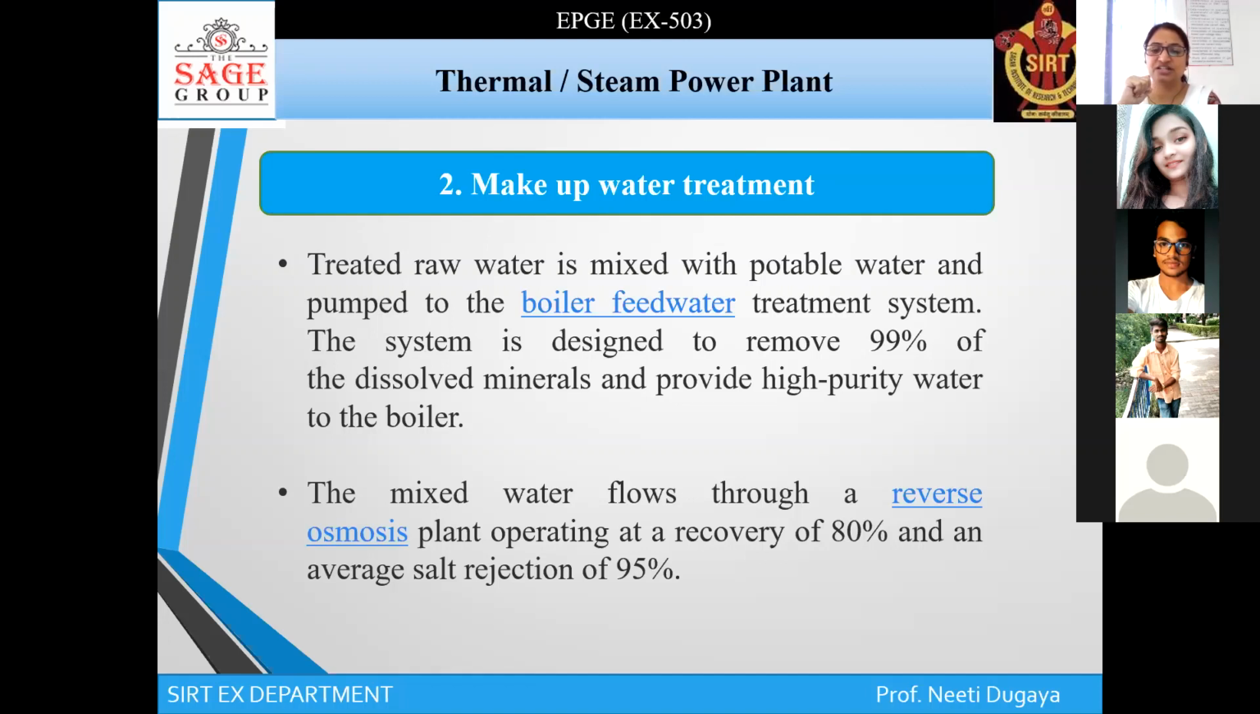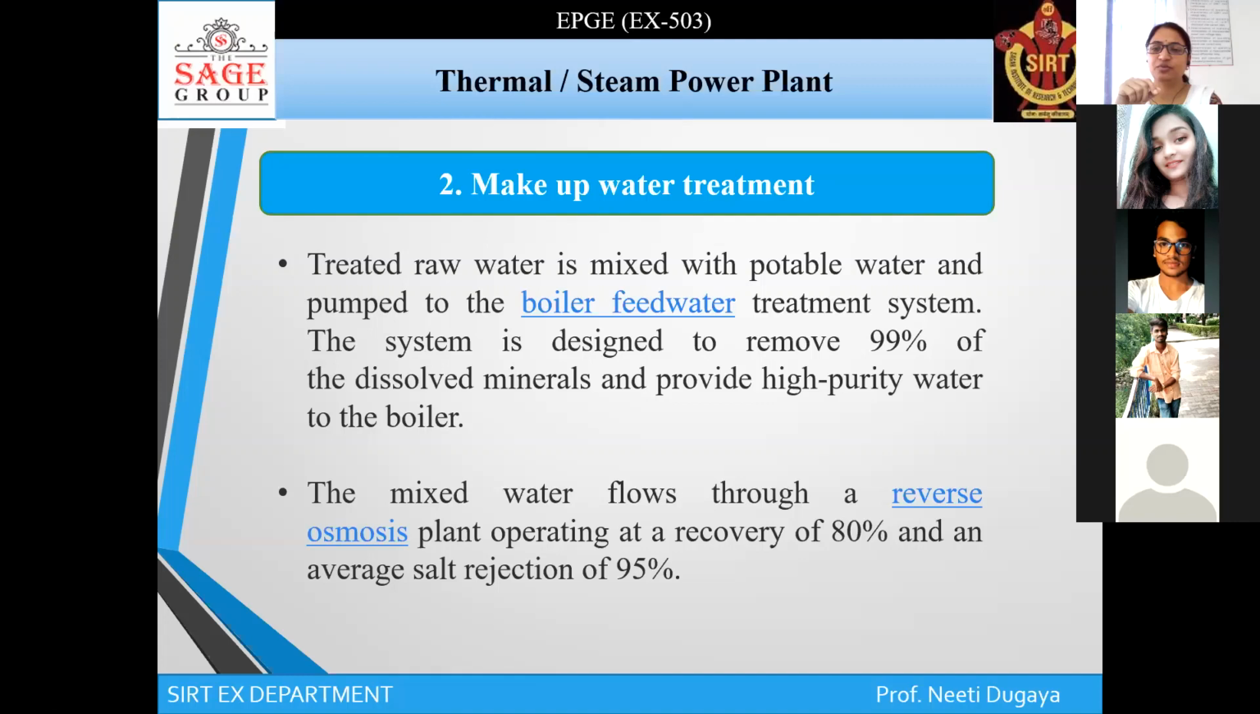Reverse osmosis plant operates at a recovery of 80% and an average salt reduction of 90% to 95%. That means it filters out 95% of the salt from the mixed water, which is being given to the RO system. By the RO process, the plant recovers 80% of the water.